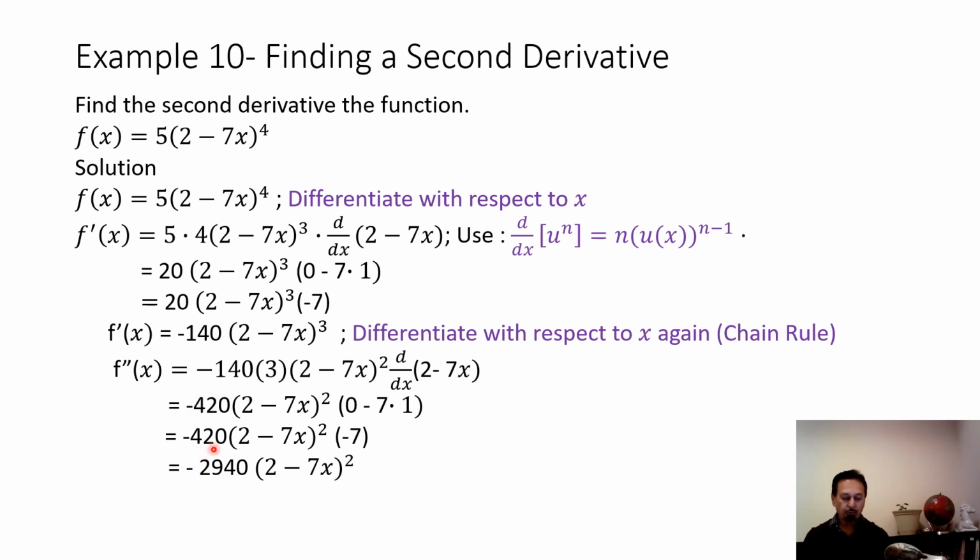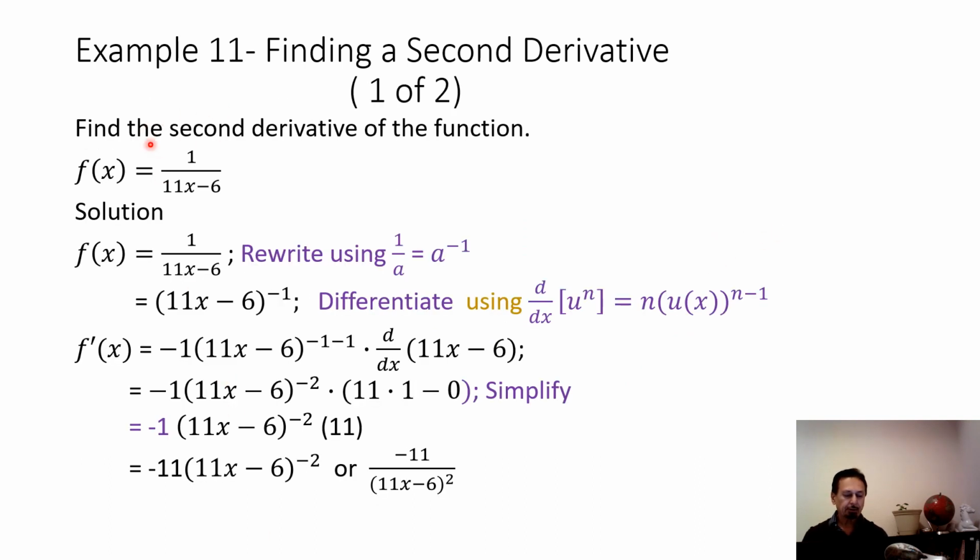Bring down negative 420, 2 minus 7x to the power 2. Now multiply negative 7 times negative 420, which becomes 2940. And just bring down 2 minus 7x squared. And that is the second derivative.